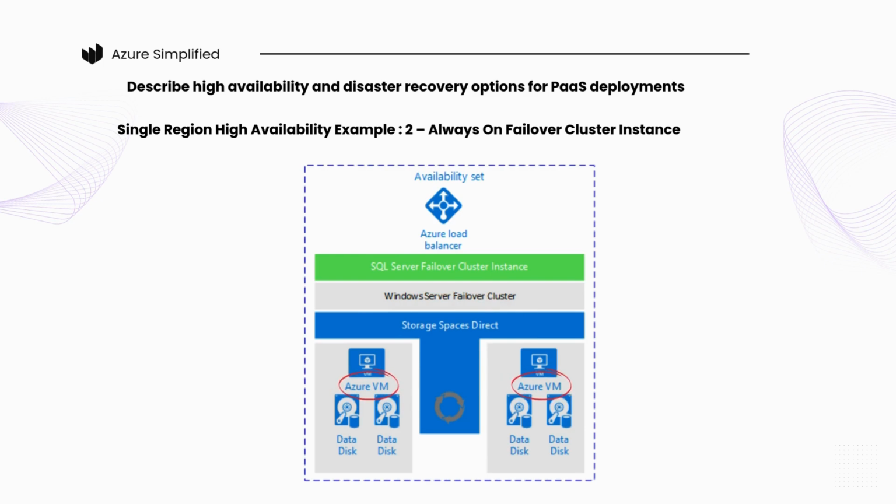6. Azure Virtual Machines, VMs. There are 2 Azure VMs, each with multiple data disks. These VMs act as SQL Server nodes participating in the failover cluster. Key benefits of this architecture: High availability ensures SQL Server remains available even if one VM fails.